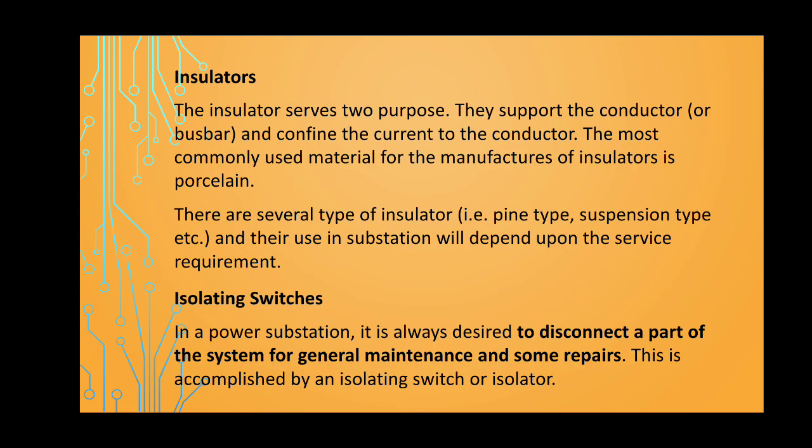Next, insulator. Insulators have two purposes. They support the conductor or the bus bar, that is for support purposes. Insulators support the conductor as well as the bus bar. The most commonly used material for manufacturing insulators is porcelain. There are several types of insulator, like pin type insulator, suspension type insulator, strain type insulator, horizontal insulator, vertical insulator.